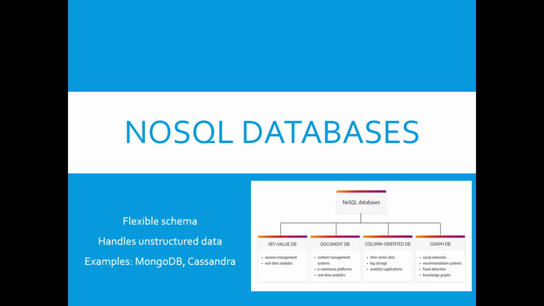And with NoSQL databases, they are designed to handle unstructured or semi structured data. Unlike relational databases, they don't rely on fixed tables. Instead, they can store data as documents, key value pairs, or graphs. This also makes them ideal for applications like social media or big data systems where flexibility is important. Examples are MongoDB and Cassandra.